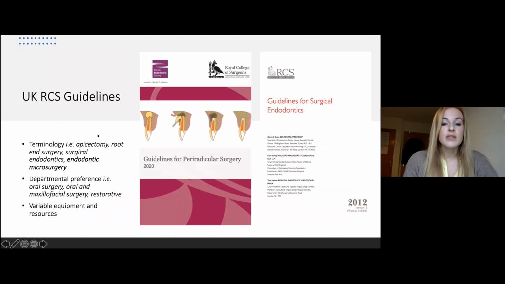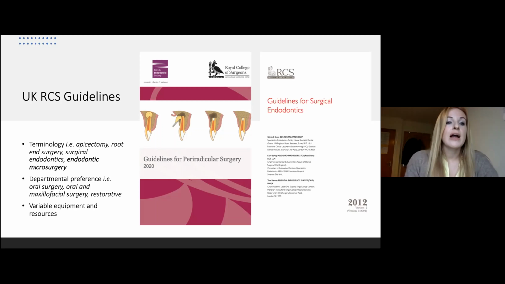So quite recently, there was an update to the guidelines from the Royal College of Surgeons into the treatment and management of periradicular surgery. So the ones in the centre of the screen have now superseded the guidelines for surgical endodontics, which were published in 2012.